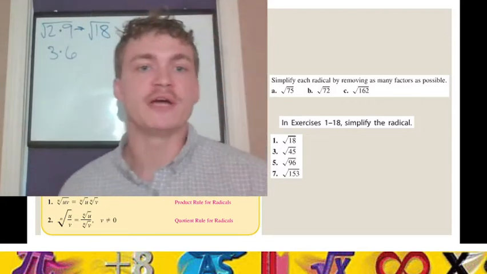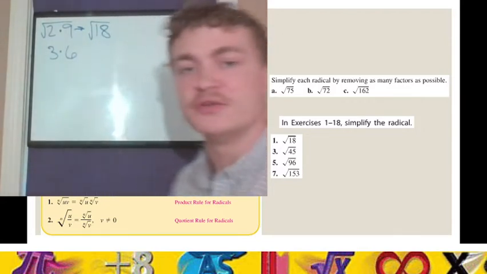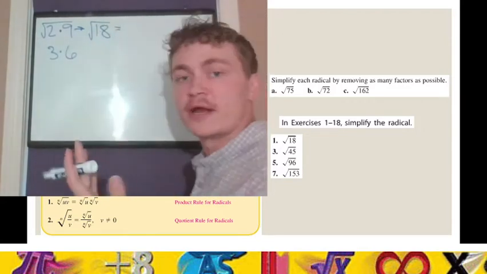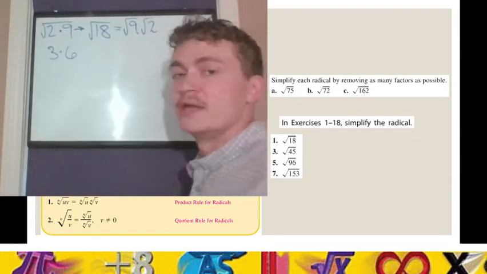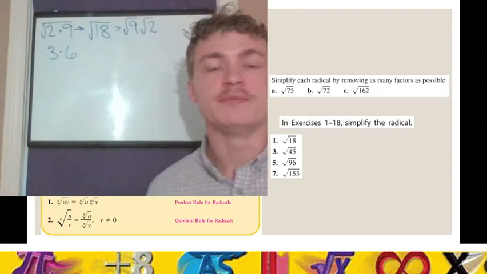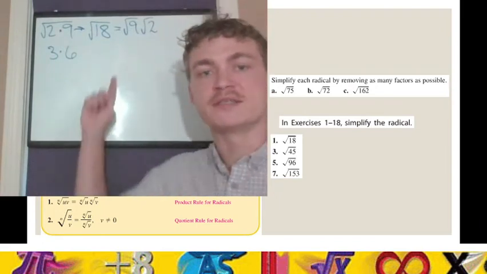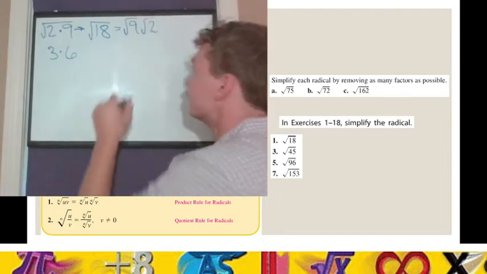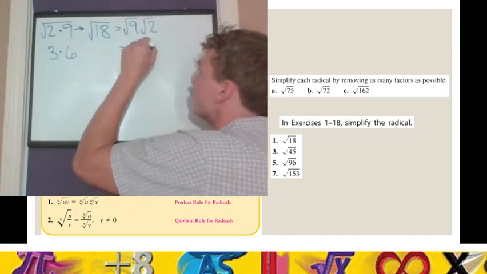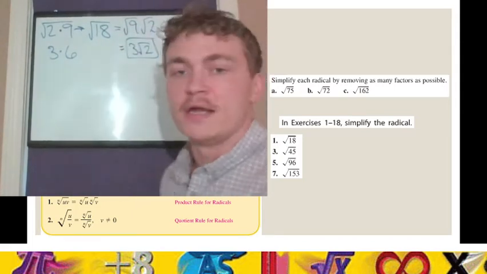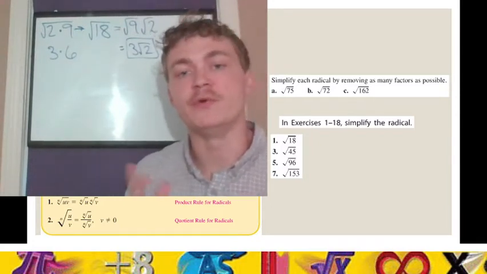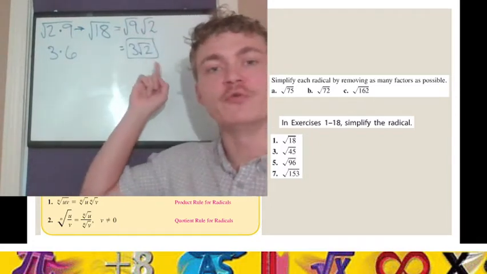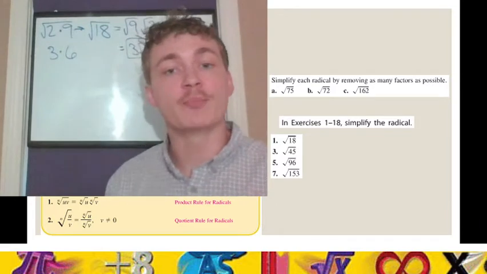Thus, the square root of 2 times 9 is, of course, the square root of 18. Using our product rule for radical expressions, we can express this as the square root of 9 multiply the square root of 2, and thus the square root of 9 is 3. And so we see here that the square root of 18 simplifies down to 3 square roots of 2. We know we are fully simplified because our new radicand of 2 is a prime integer.